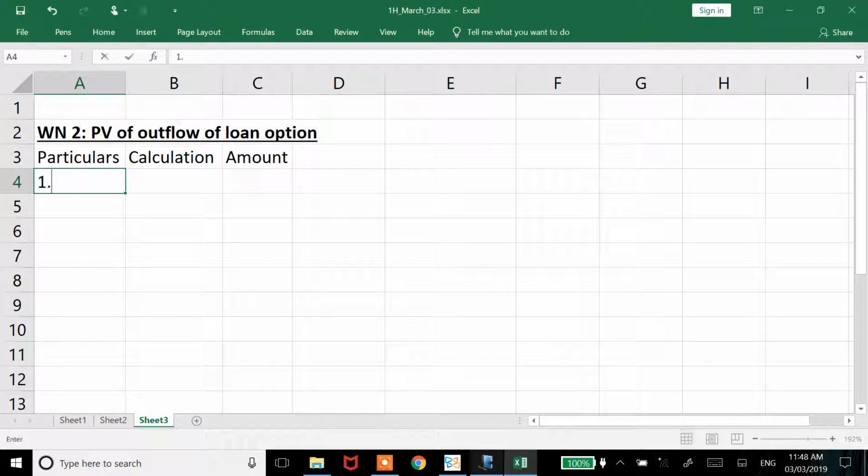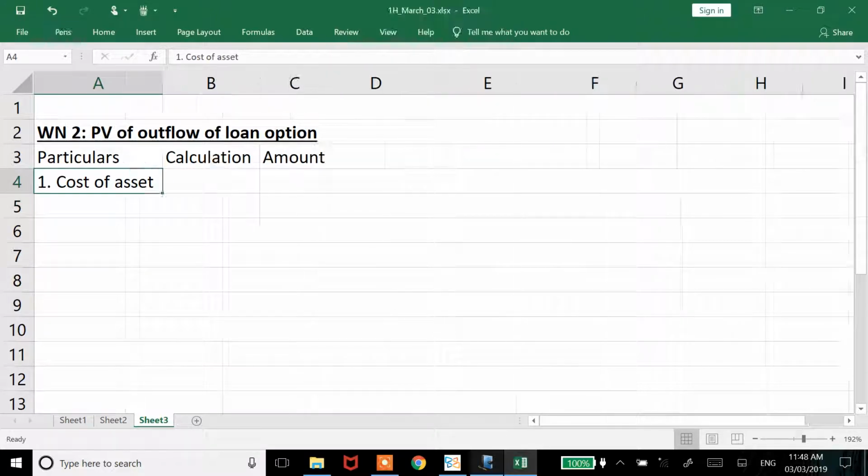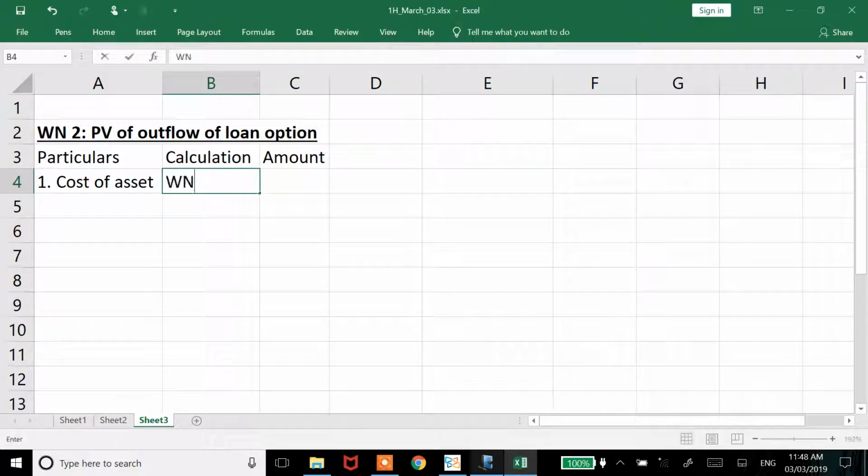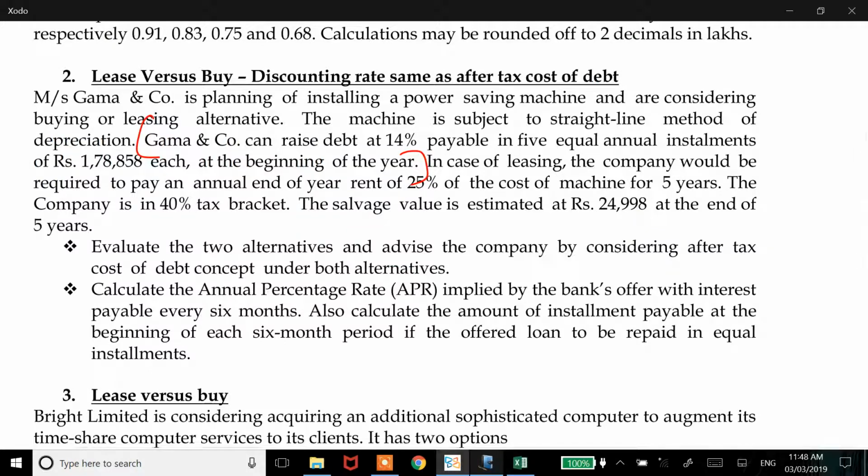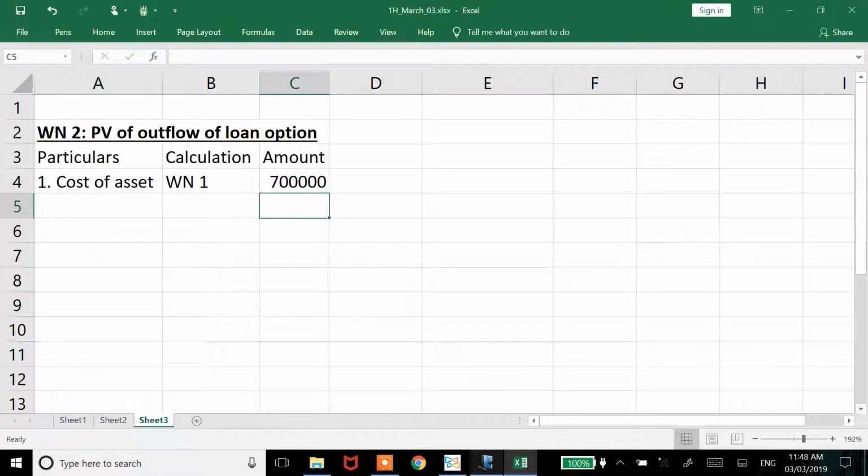The first thing is cost of asset. This is my outflow. Cost of asset is 7 lakh rupees. In the institute answer, because of rounding off we get a different answer, otherwise it should have been 6,99,998. That's what the number would be, but we will work with the 7 lakh number. Any doubts on cost of asset?